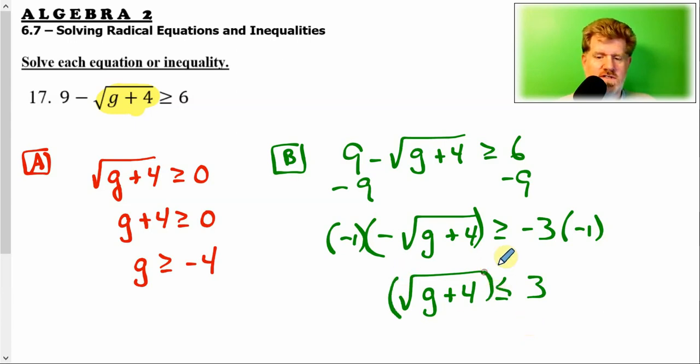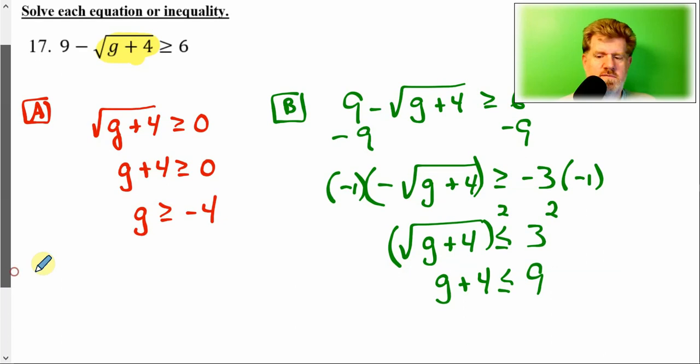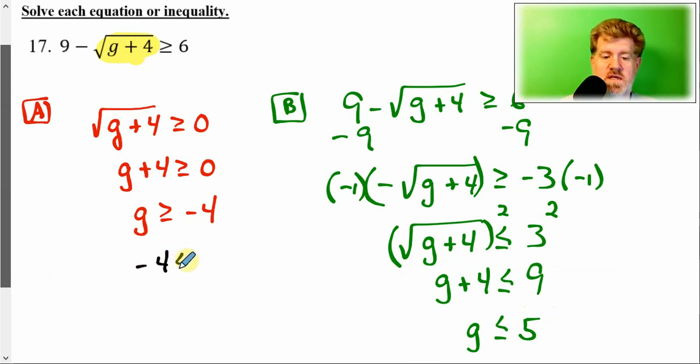Okay. Now I'm just going to solve it. I'm going to square g plus 4. 3 squared is 9. And then subtract 4 from both sides. I get g is less than or equal to 5. So now I have my 2 conditions. g has to be greater than -4, but it has to be less than or equal to 5. So if you think about it, it's all the numbers between -4 and 5.